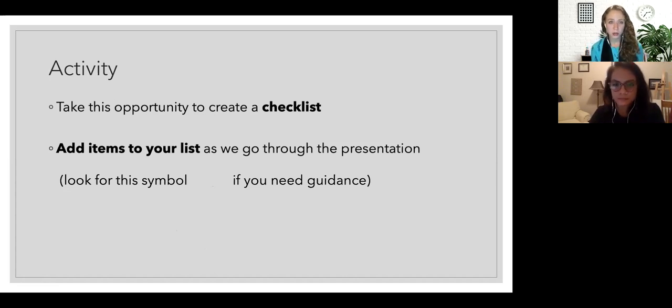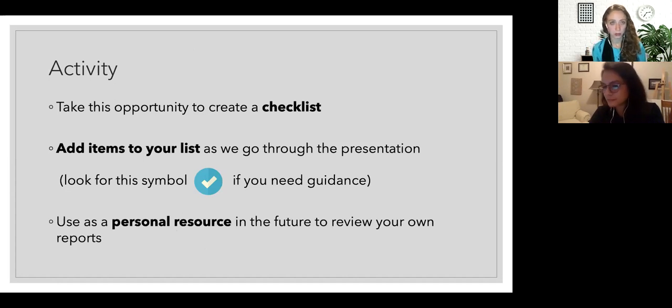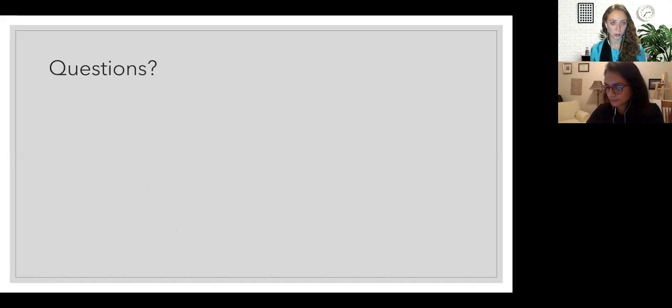At a minimum, try to look for the items that have this symbol next to them as a hint that those are some more important reporting standards. When you see that, you'll know that's an important piece. And then you can use that as a personal resource to help review your own reports before you submit them to be published. Any questions now? We'll pause briefly before we move forward. Again, feel free to add things into chat as you wish if you have any questions that come up. And moving right along.